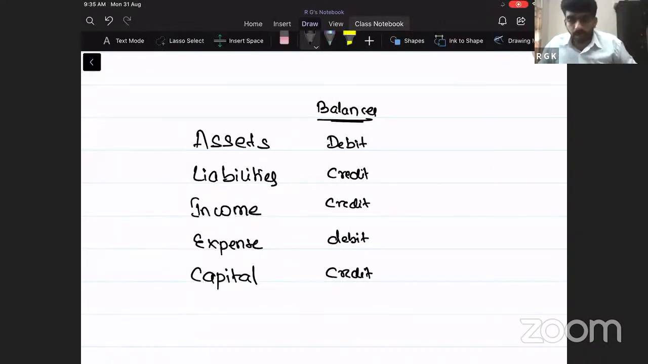Please repeat with me. Assets will have debit balance. Liabilities will have credit balance. Income will have credit balance. Expense will have debit balance. Capital will have credit balance. Again, repeat. Capital will have credit balance. Income will have credit balance. Expense will have debit balance. Liabilities will have credit balance. Assets will have debit balance.